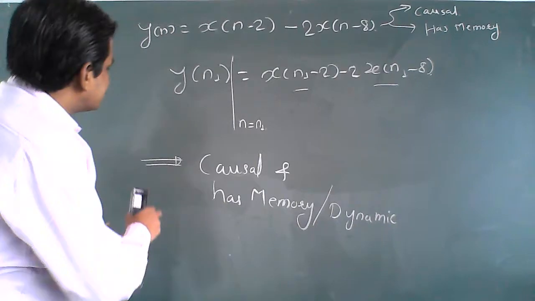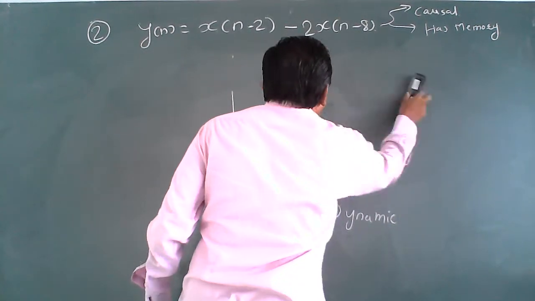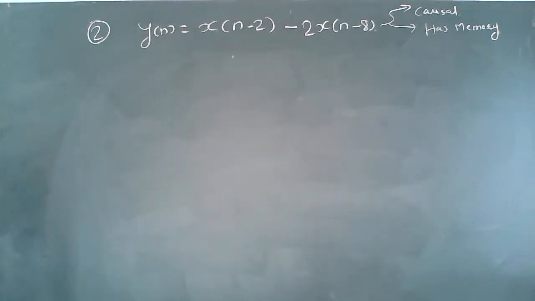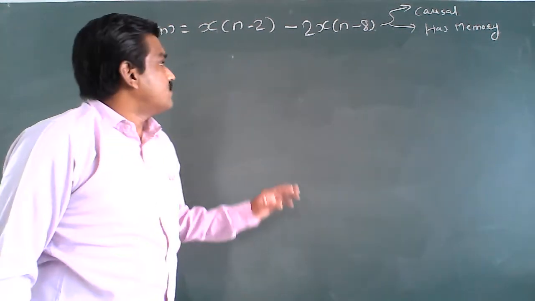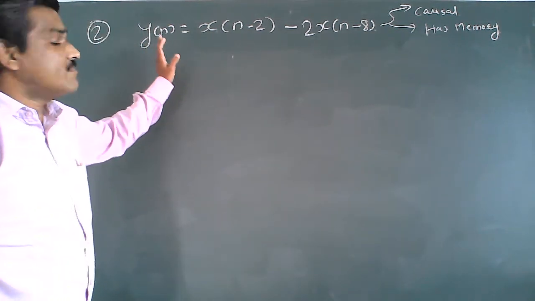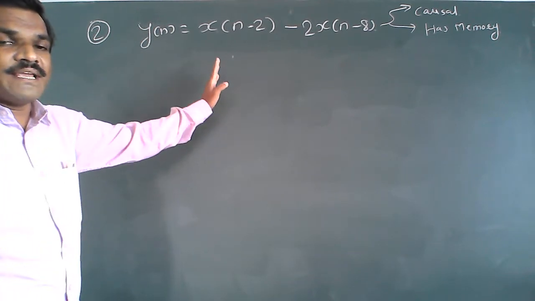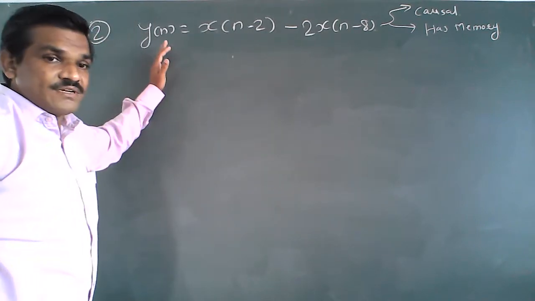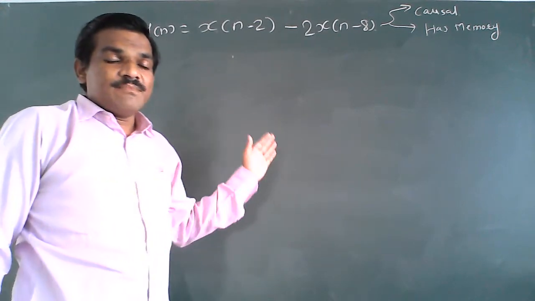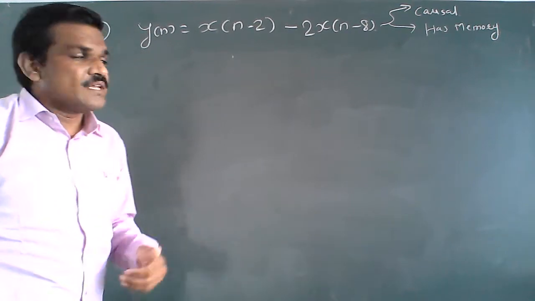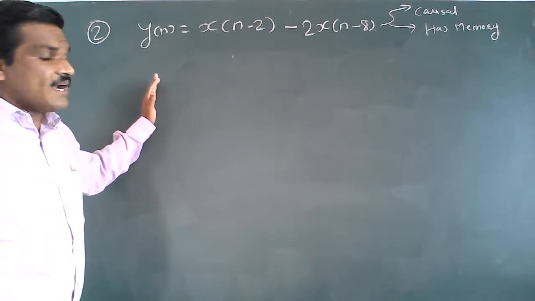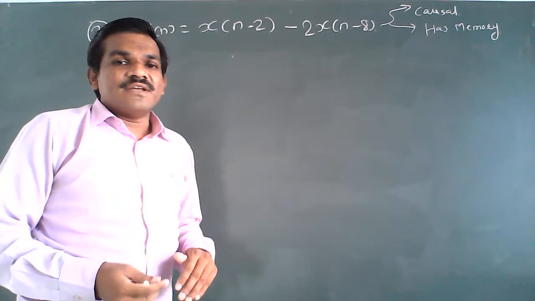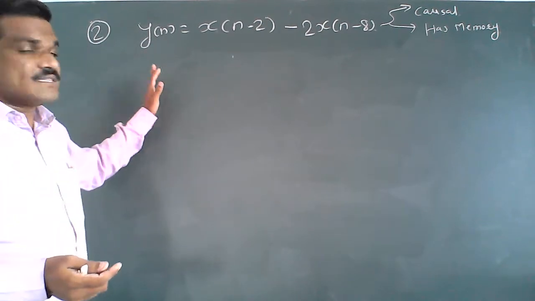That is, we will check the shift invariance property. In order to check the shift invariance property, first we have to shift the output by n0, or you can say delay the output by n0, and then find the equation. Then we have to shift the input by n0, or delay the input by n0, then find the value of y of n, and compare. If both are the same, then we call the system time invariant. If both are not the same, then we call the system time variant.